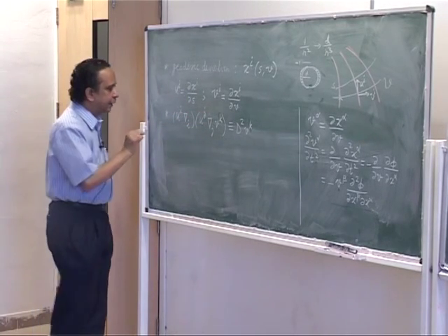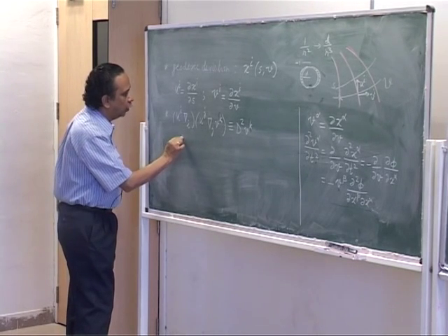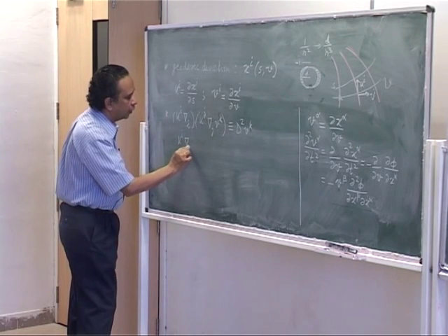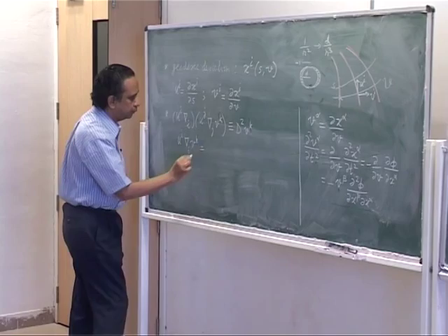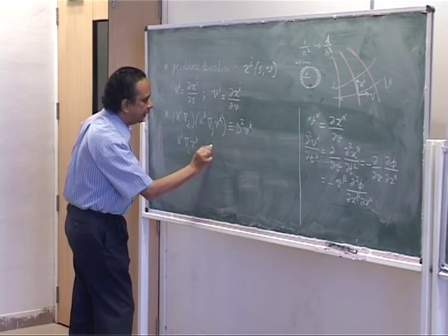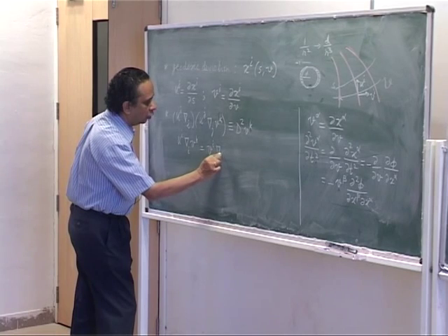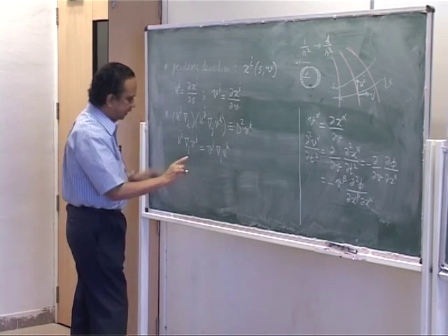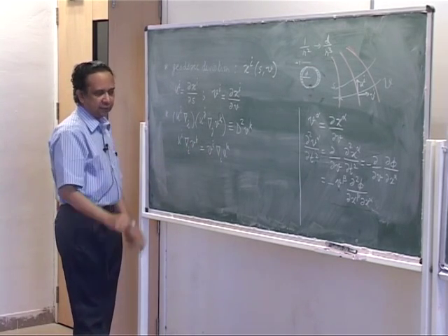The result I need is the following. I can prove that ui di of vk is equal to vi di of uk. That is, you write this and you just flip U and V, without changing the indices.